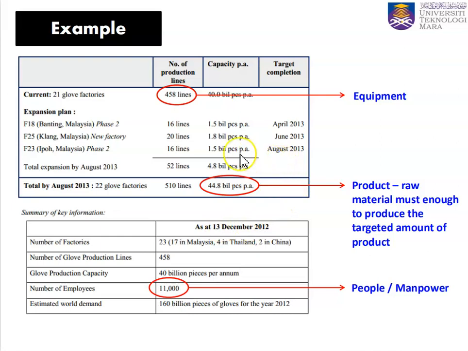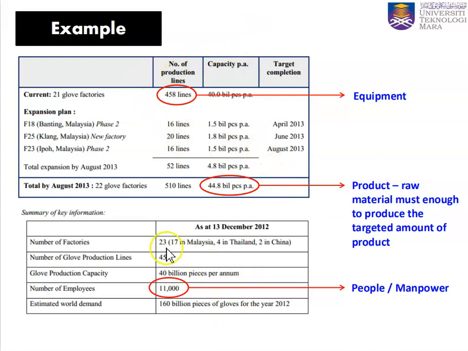And then this is the product that we need to produce. This is the capacity, the maximum capacity of the product per year. It is limited to 44.8 billion pieces per year. So if, let's say, during the coronavirus time like this, we need more gloves, more than, let's say, 50 billion pieces per year, this becomes a constraint for us. We need more raw material to produce more than 50 billion pieces per year, for example, which means that we need more equipment to run it.